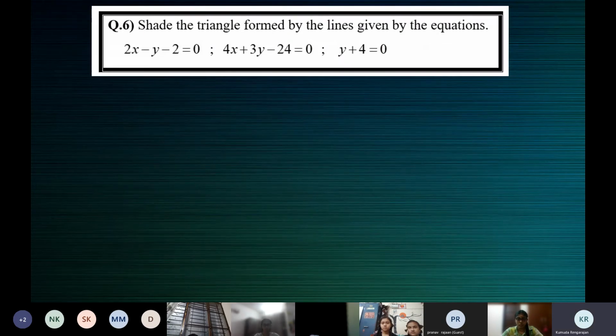Shade the triangle formed by the lines given by the equations. Fourth one, don't spend a lot. It might be easy for you, I'm just telling you. Do 5 and 6, children. 4, if you're not finding it easy, we can even do it in the class. But please finish 5 and 6. 5 and 6 you have to finish by the next class.